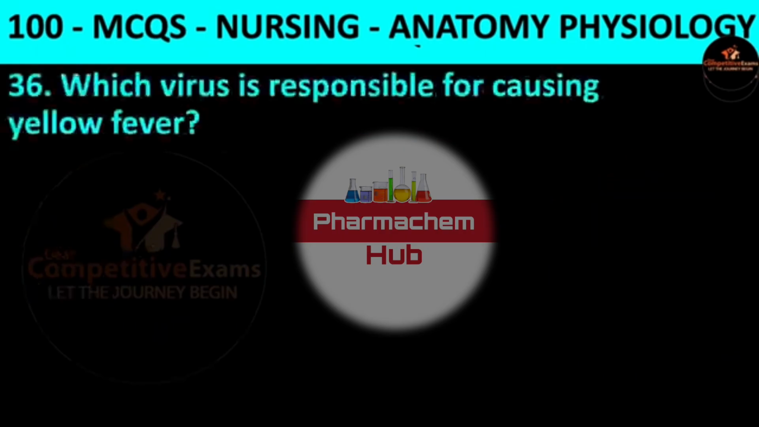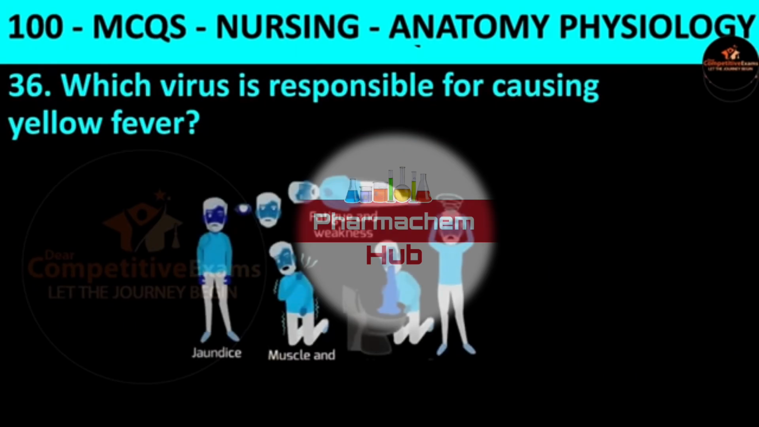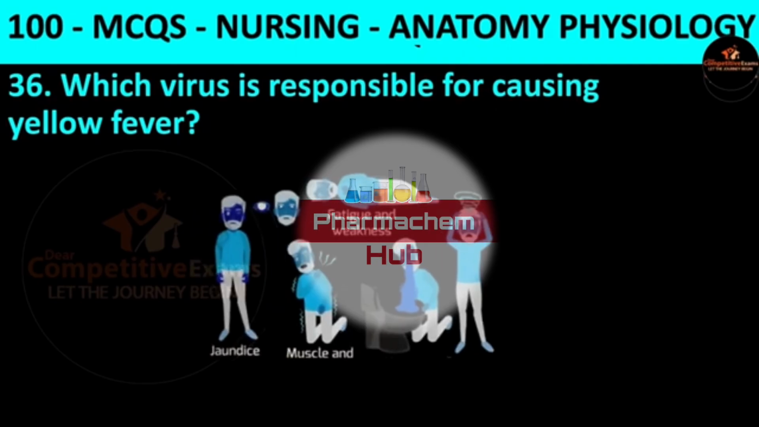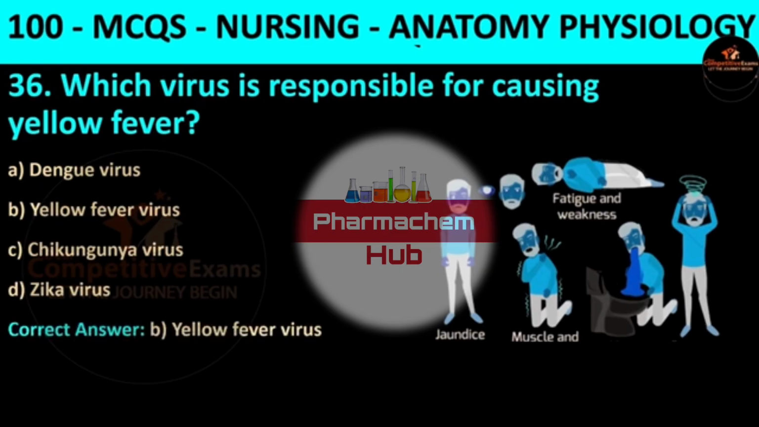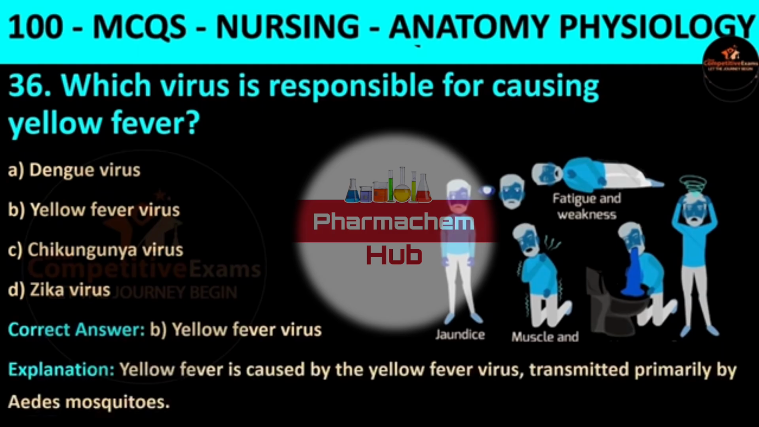Question number 36. Which virus is responsible for causing yellow fever? Your options are dengue virus, yellow fever virus, chikungunya virus, or Zika virus. The correct answer is B, that is yellow fever virus. Yellow fever is caused by the yellow fever virus, transmitted primarily by Aedes mosquitoes.